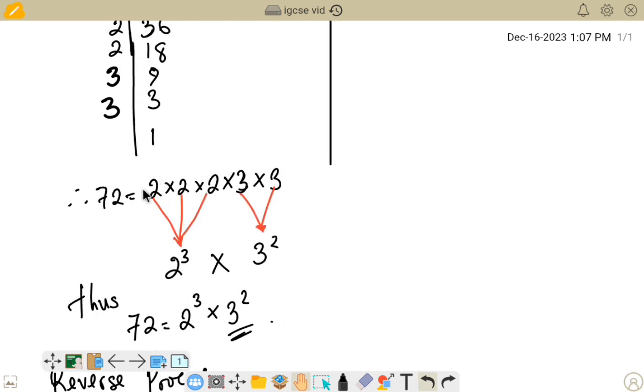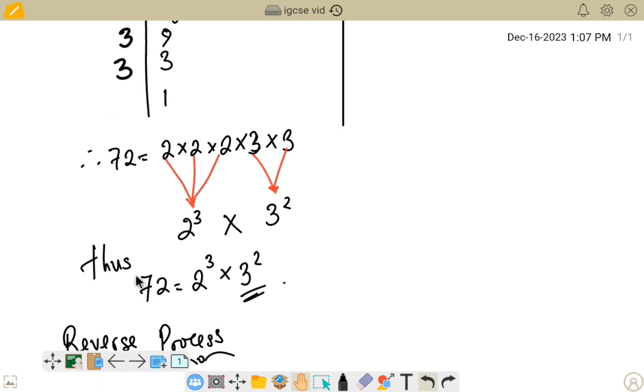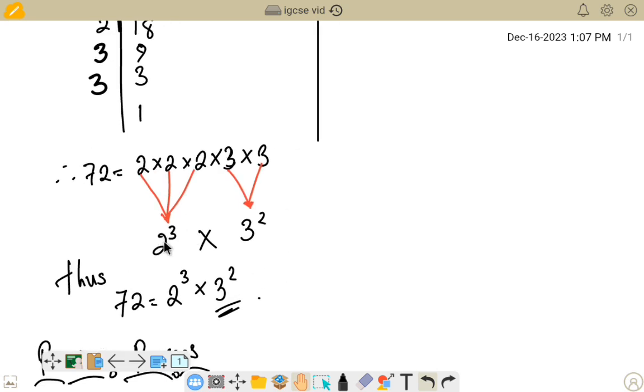The number of 2's here is 3, so you have 2 raised to the power 3. That means 2 is appearing 3 times. Then the number of 3's here is 2, which means 3 is appearing 2 times, so you have 3 raised to the power 2. At the end of the day, 72 is equal to 2 raised to the power 3 times 3 raised to the power 2. 2 raised to the power 3 is 8, and 3 raised to the power 2 is 9. So 8 times 9 is 72. That's another way of looking at it.